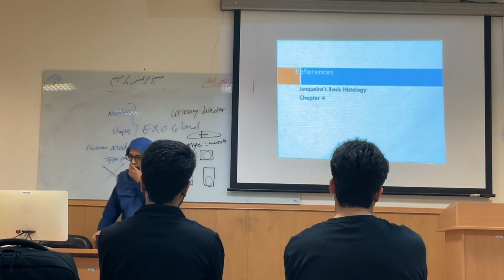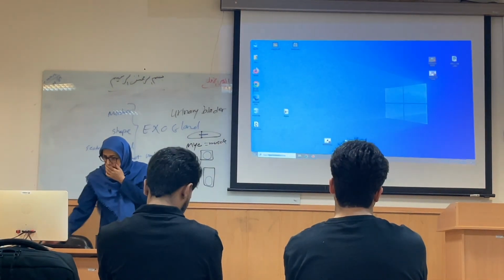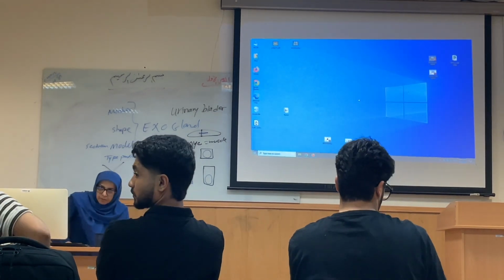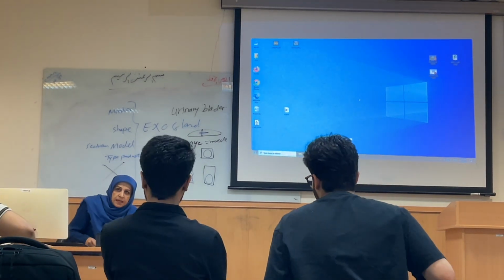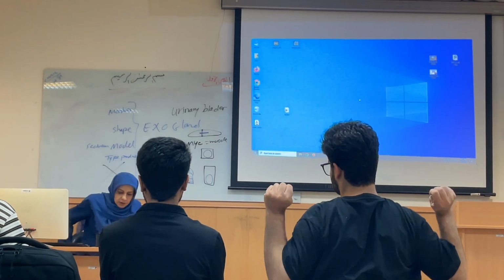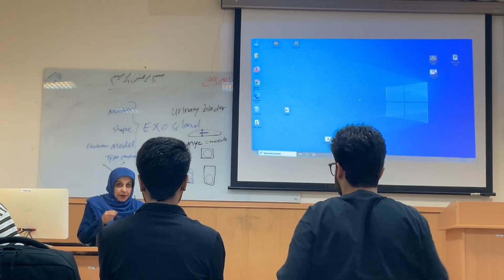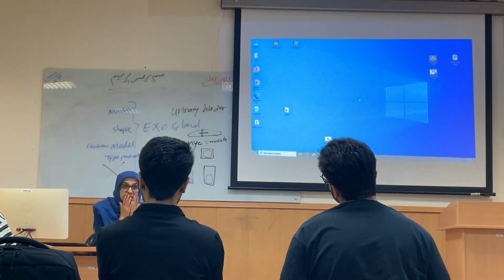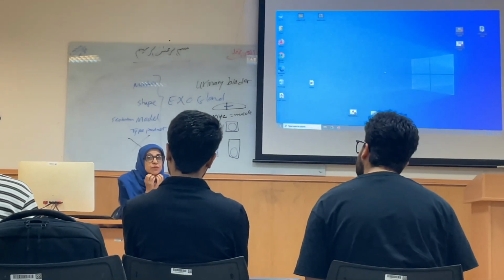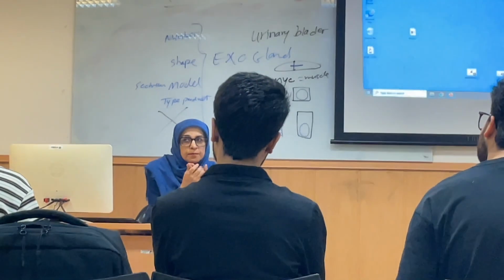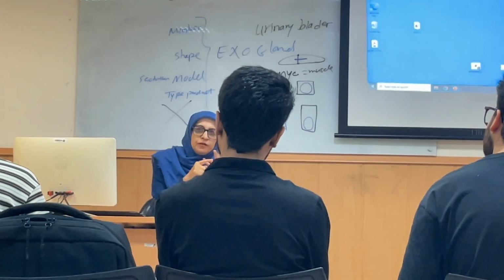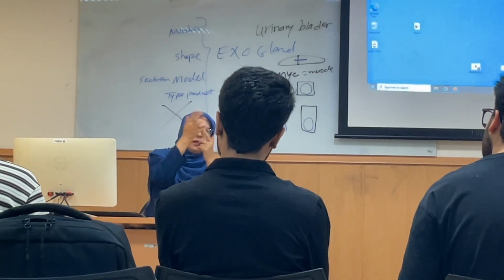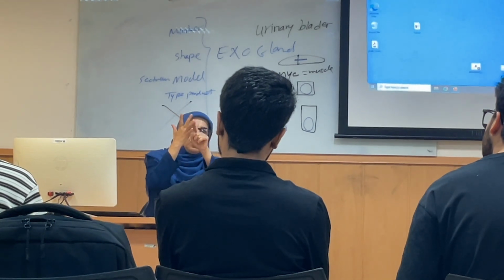This is chapter 4 of Junqueira about the epithelial tissue. For the epithelial tissue, you should study all of it. I'll explain a little about the tissue development exam. I think it covers around 10 chapters: the epithelial tissue, connective tissue, blood, bone, cartilage, muscle tissue, nervous tissue, and the skin.